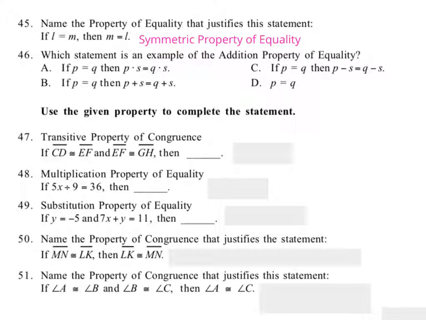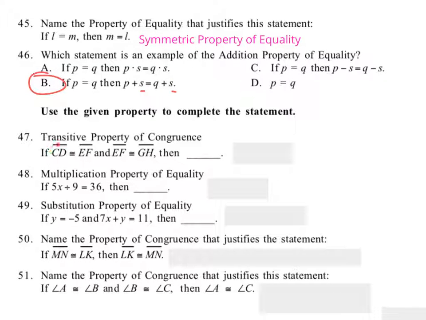Which statement is an example of the addition property of equality? Well, you will start with something and then you would add something to both sides. So B says, if P equals Q, then P plus S equals Q plus S. You've added S to both sides. When you add to both sides, that is the addition property of equality. There you go.